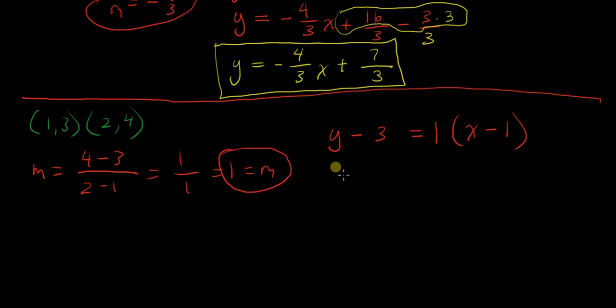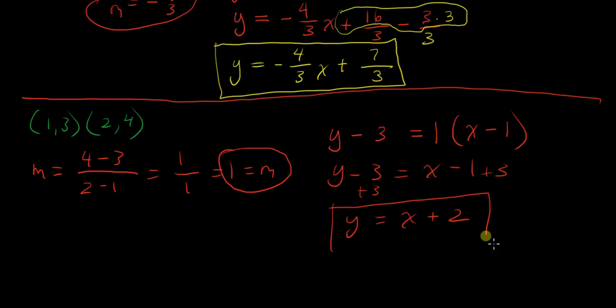Now we just clean this up. So 1 doesn't do anything. This is just x minus 1. And now I need to add 3 to both sides. And I'm going to get y equals x, 3 minus 1 is 2. We are done.